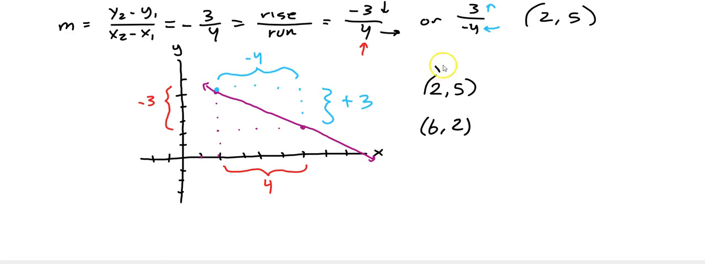So if you have x1, y1, x2, y2, all of that is going to equal, well, let's do our points. Let's do 2 minus 5, 6 minus 2. That's going to give us the negative 3 over 4. So you can see it works out. That is our slope. All right, let's continue on.